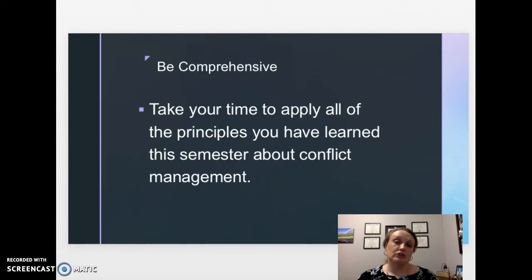Now, as you're doing this final case assignment, please be comprehensive. This is for you to demonstrate all of the concepts you've learned about conflict management throughout the semester. So take your time, and you need to be able to justify each of your answers. So I don't want simple 1 or 2 sentences. You need to be comprehensive in your justification for why you would handle the Forms for Less case the way that you do. So please make sure that you're taking the time as you're moving forward.